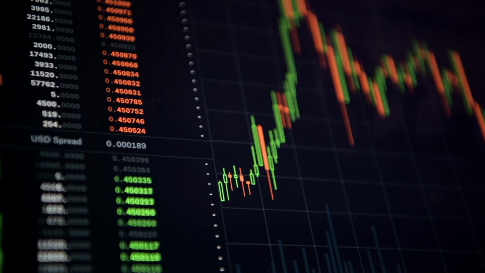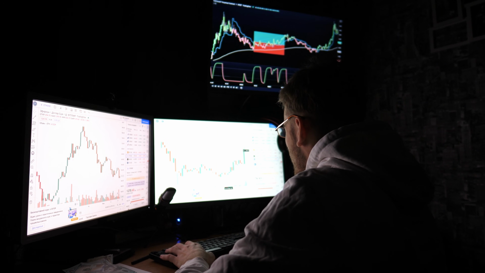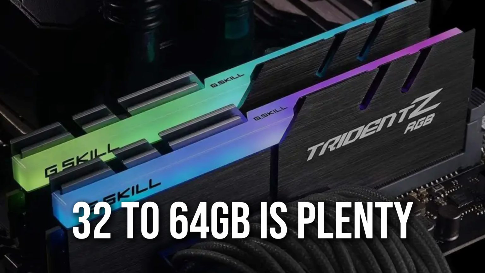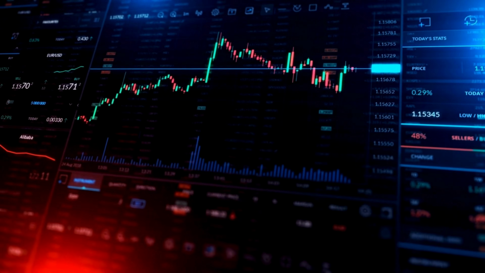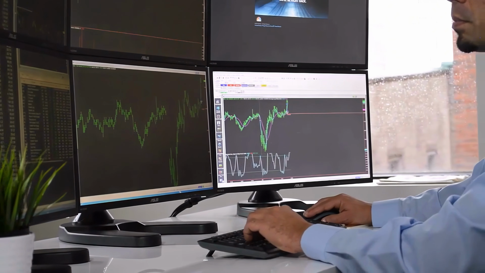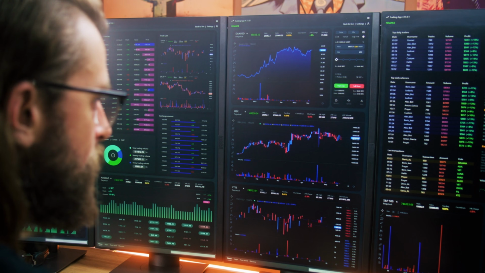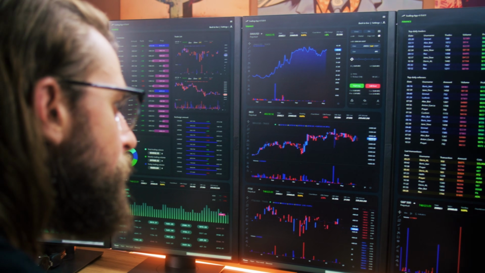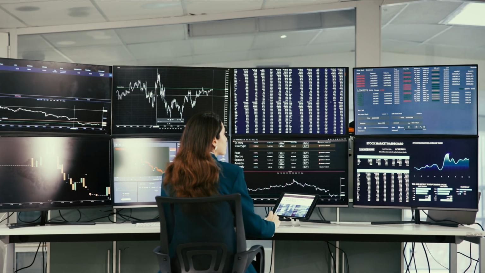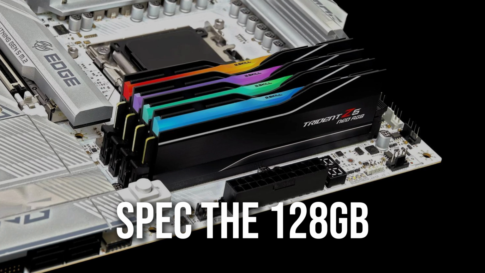Now here's your bottom line decision framework. 1 or 2 platforms, under 8 monitors, 32 to 64 gigs is plenty. 3 or more trading platforms, 6+ monitors, or sim plus live, 64 to 96 gigs. Full multi-platform setup with backtesting, algo development, AI trading bots, or 8+ monitors. Spec the 128 gigs and don't think about RAM again for the next 5 to 7 years.